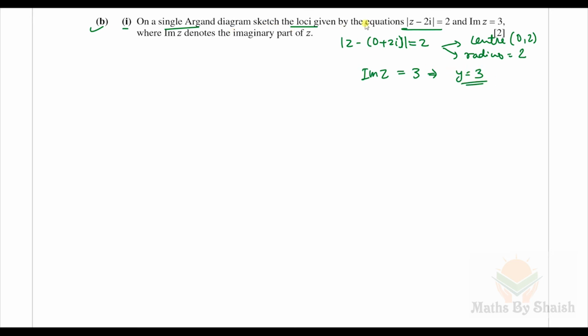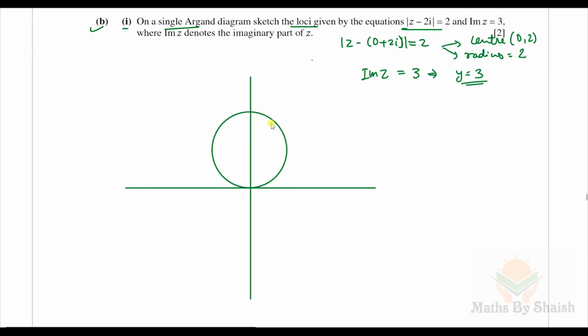So let's draw it on the single Argand diagram. So this is a circle with center (0, 2), and for the line y is equal to 3, suppose this is point 3 on the imaginary axis and this is the real axis. So the line would be parallel to the x axis. This is imaginary of z is equal to 3, it is passing through 3 and intersects the circle at 2 points, and this is the origin. Now this is the sketch.